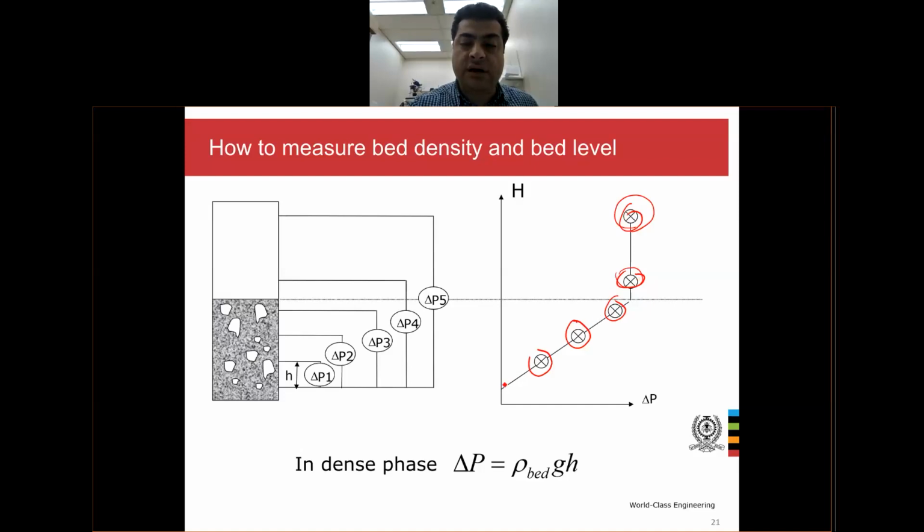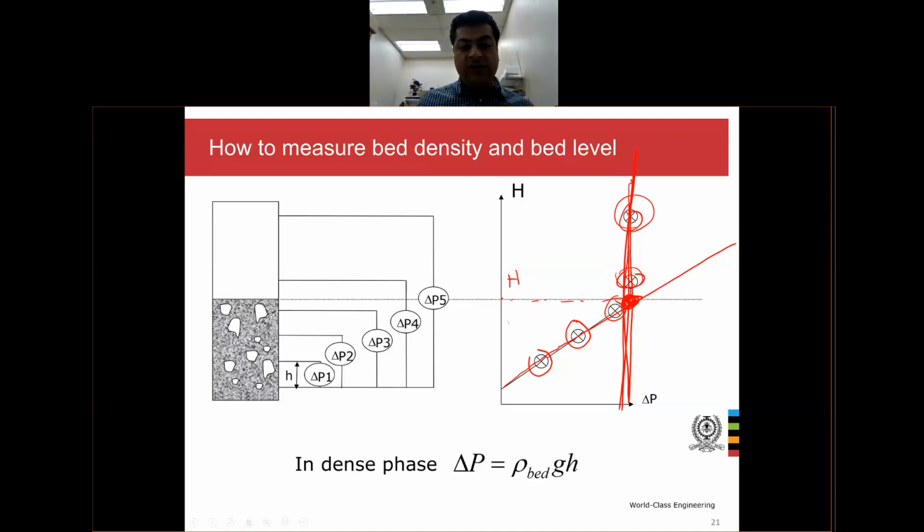So by plotting these as easy lines, you can find this cross section and then find the height of the reactor. So by this very easy, simple method, you can measure the delta P. You can measure the height of the reactor.